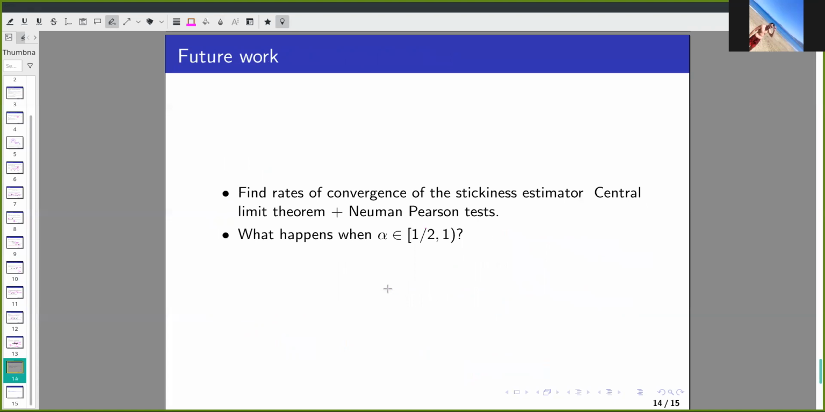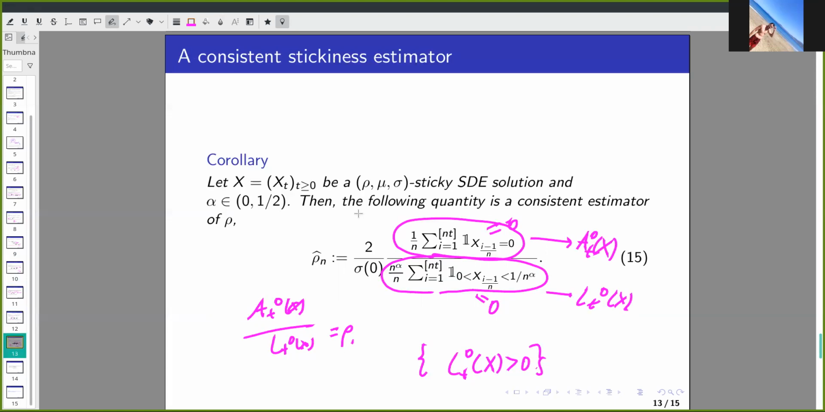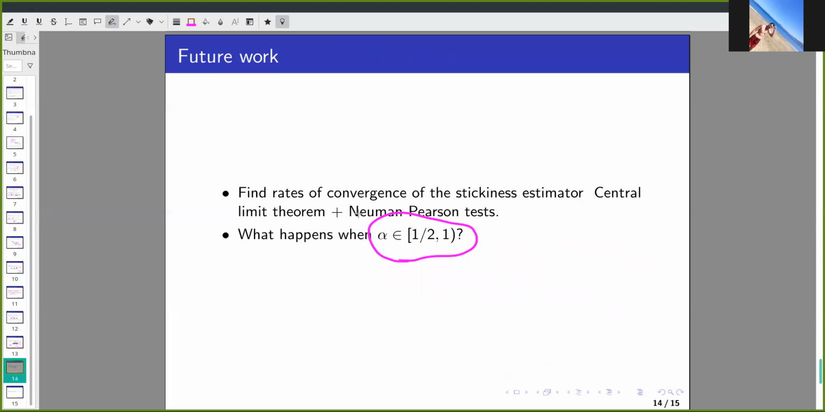What we'd like to do right now is, first of all, to see what happens for alpha between a half and 1. That's one thing I'm working on right now. The other thing, which is more fundamental and more interesting from an application point of view, is to find the speed at which this estimator converges to the stickiness parameter, because if we know the speed, we can also devise a central limit theorem and create Neyman-Pearson tests. For example, you have a trajectory of a diffusion process and you want to know if it's sticky at one point. Well, you run the Neyman-Pearson test, and you can assess the stickiness of that point from the observation.